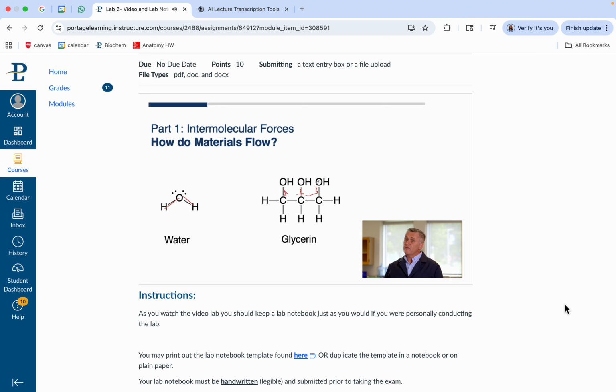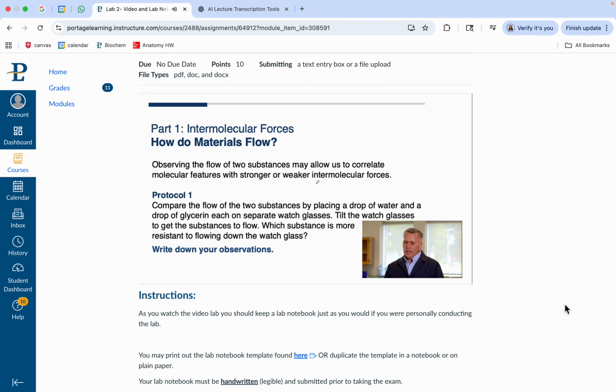If they're more attractive, what we're going to find out likely is that they're not going to flow nearly as well. So that's one part, and it's really in part 1. As we do this, you want to observe the flow of 2 substances and correlate those to the molecular features. So this is what we're going to do in protocol 1.